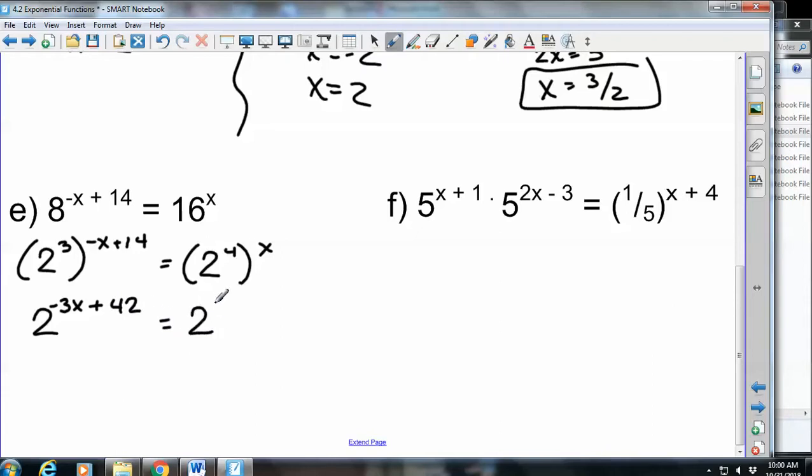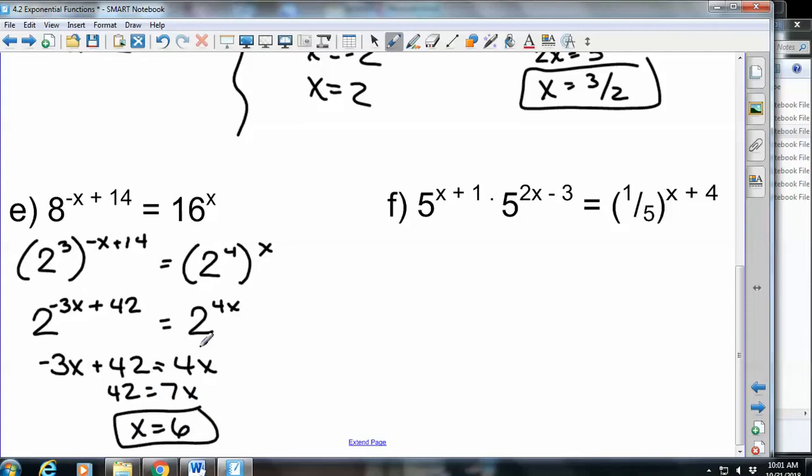42 equals 2 to the 4x. Now I have the same base on each side, so now you can drop the base, set your exponents equal. If I add my 3x, divide by 7, and we get 6. Check it real quick. Use your calculator, plug it back in, make sure you get the same thing on both sides. I'll make sure everybody knows how to check this thing.